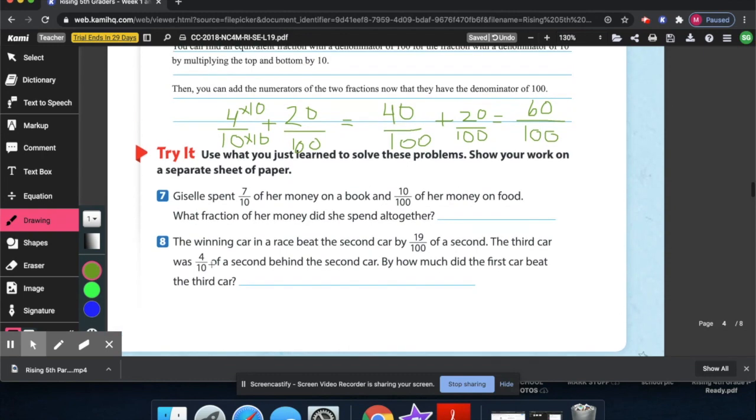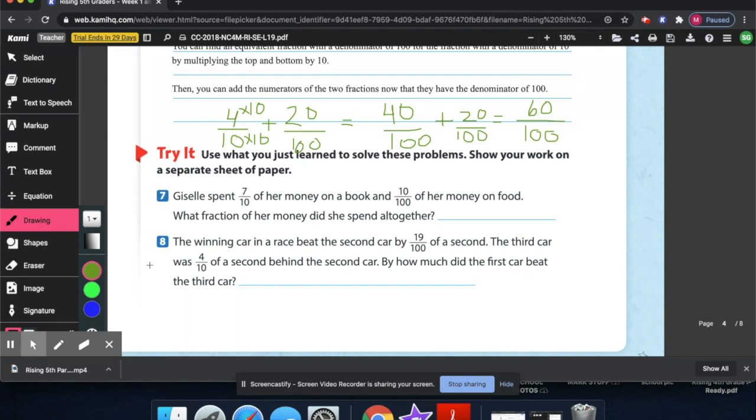Okay, now we're off to the try it. Use what you just learned to solve these problems. Show your work on a separate sheet of paper. Okay, I'm going to read these and I'm going to post your assignment as this try it. And all you have to do is answer 7 and 8. And that's all you're going to have to do for today.